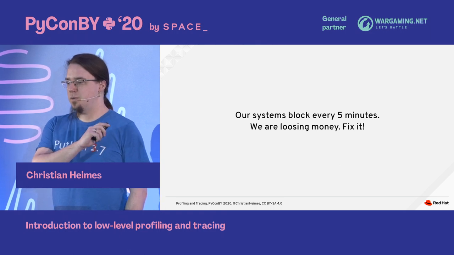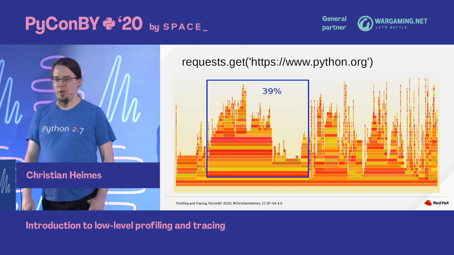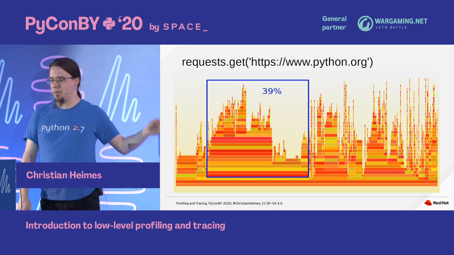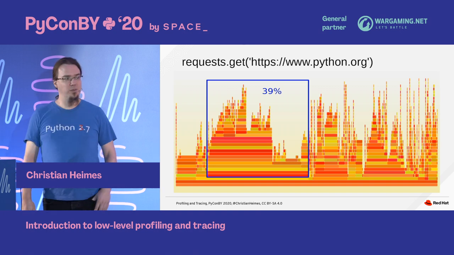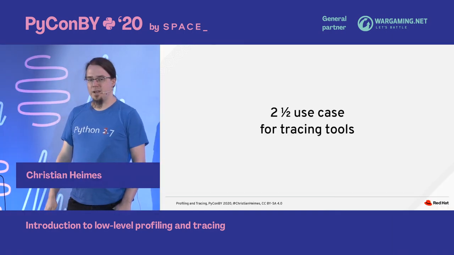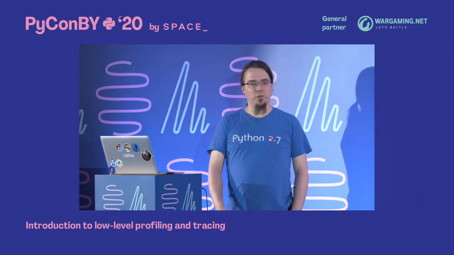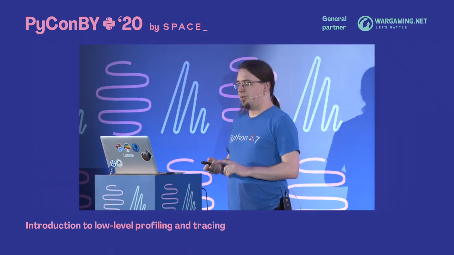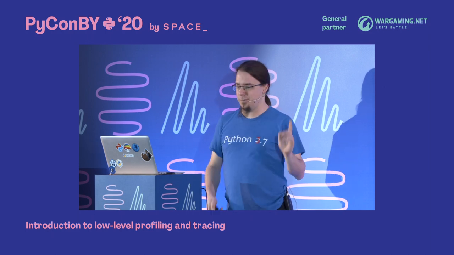Also, you can do very, very low-level profiling. I will show you why almost 40% of just doing requests.get over HTTPS is wasted on something that you can avoid. And that's not easy to figure out with normal profiling tools because there's lots of C code involved. Also, with profiling and tracing, you can do a bit more. You can use it to optimize your code, you can debug code, and you can do something else I will show you, which is really cool.